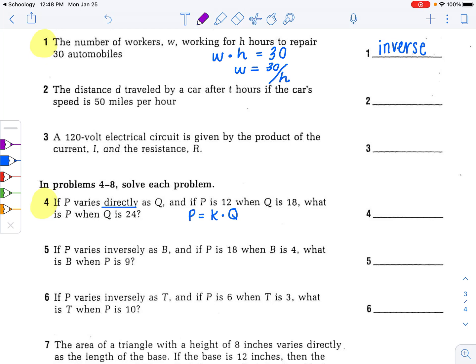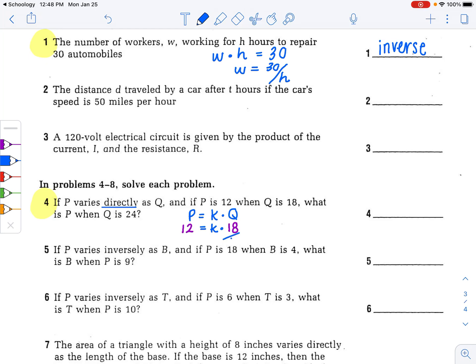If P is 12, so I'm going to plug in 12, and Q is 18, what is P when Q is 24? Well, the only way I'll be able to solve this is to first solve for that constant, which, as you can see, is going to be a pretty easy division. Solve for that constant, and then we'll plug in for when Q is 24.